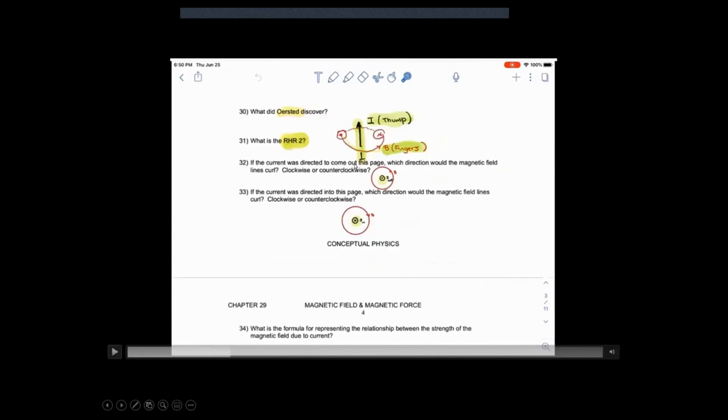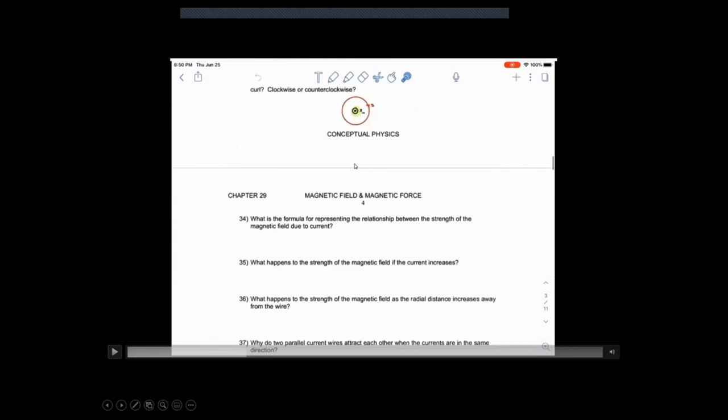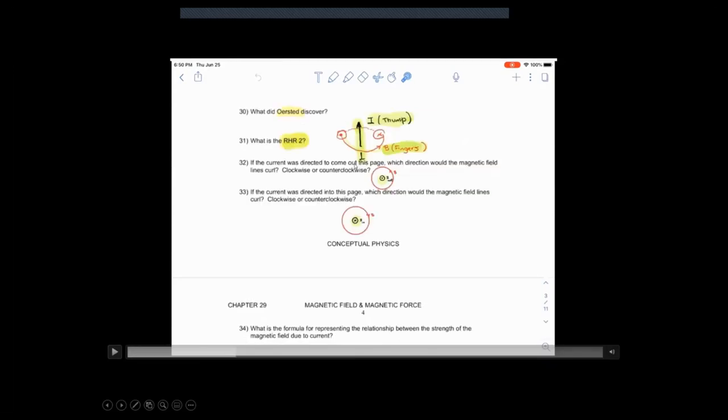All right, so for the person that discovered that current causes magnetism, right-hand rule number 2 tells you the direction of the magnetic field. Line up your thumb in the direction of the current, and the fingers will curl in the direction of the magnetic field. If the current is coming out of the page, in this case, this is the current which is coming out of the page, then the magnetic field is going to be in the counterclockwise direction.